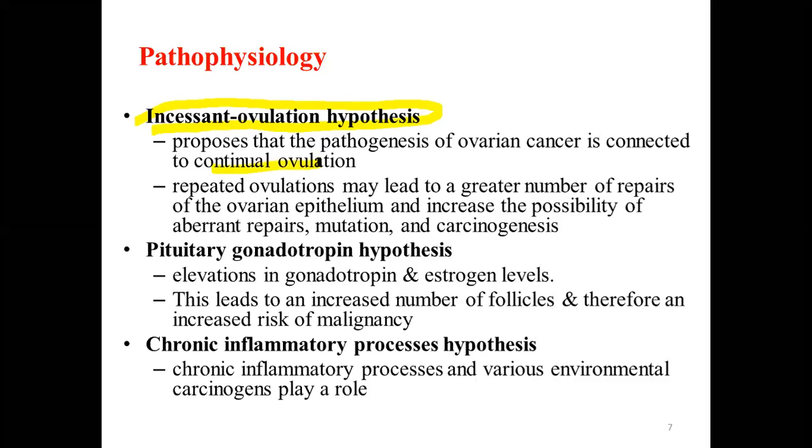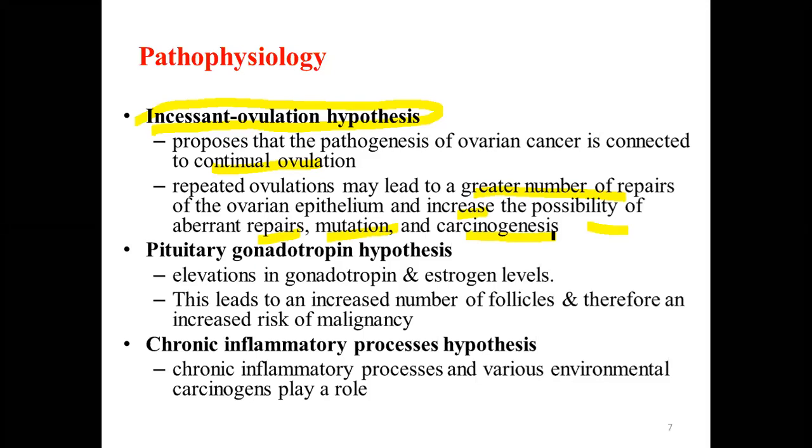According to this hypothesis, when the mother is continuously ovulating every month, the risk of ovarian cancer is very high. Why? When there is repeated ovulation, what happens as a result? There is a greater number of repairs of the ovarian epithelium, because of damage, there is a lot of repair in the epithelium. This ultimately increases the possibility of wrong repair, which then undergoes mutation and then malignant transformation.